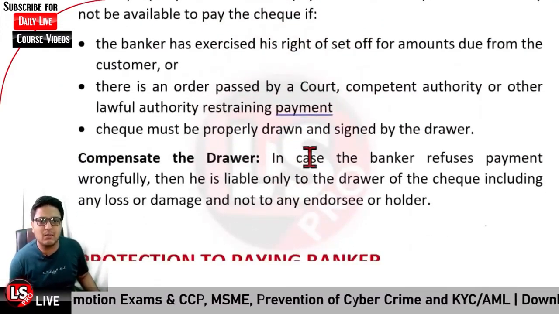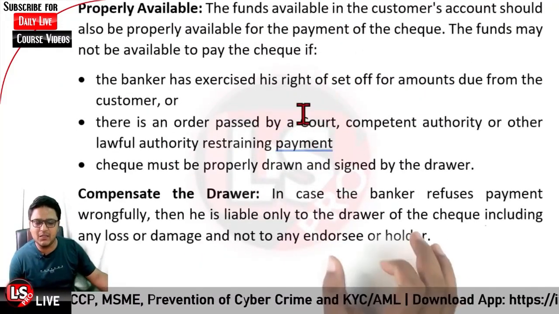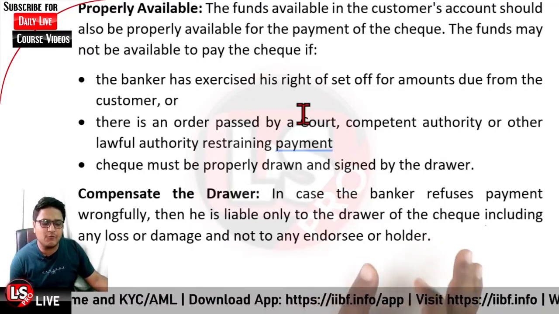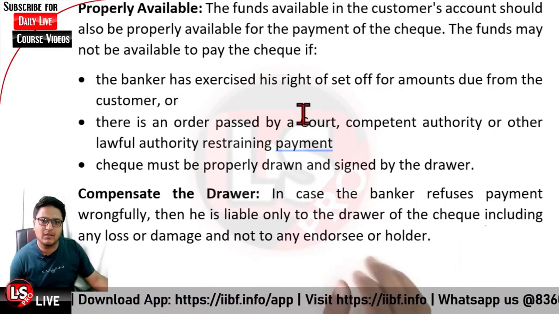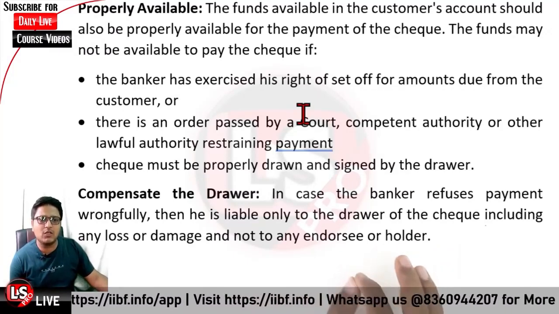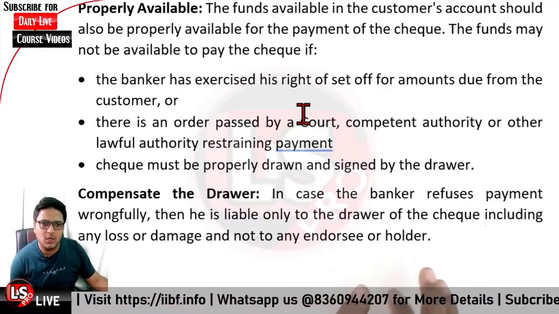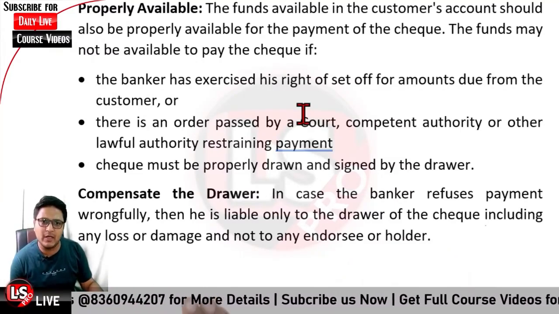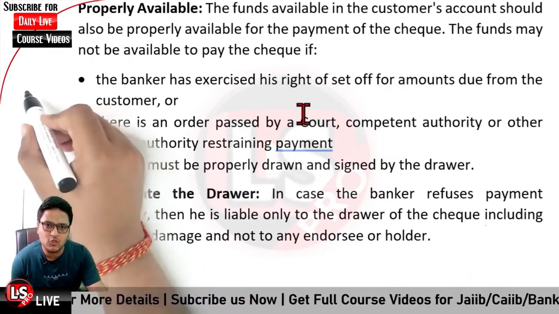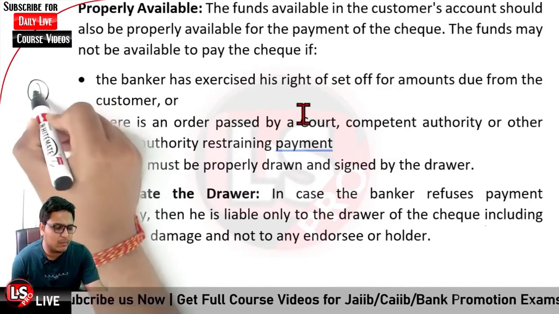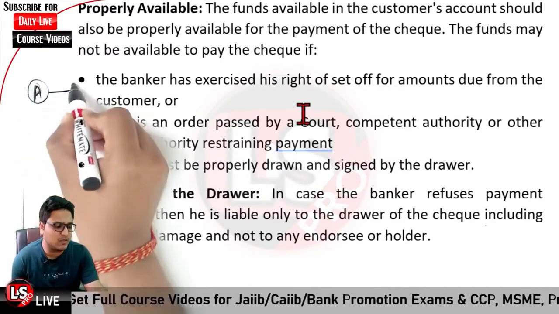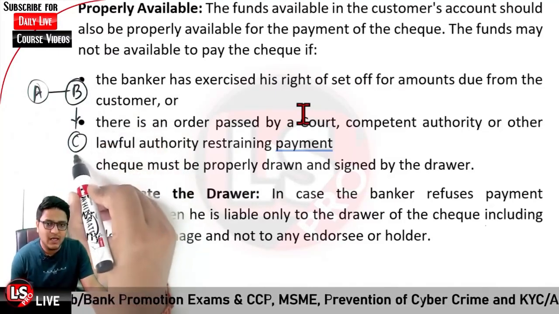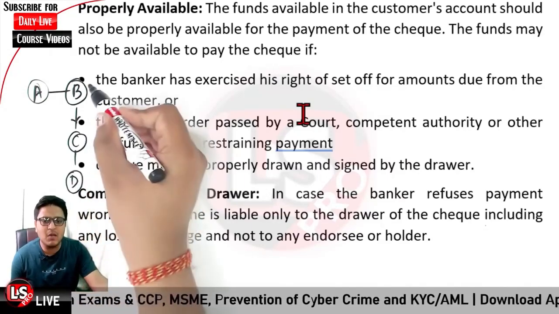The third point is compensating the drawer. If all the conditions are fulfilled, but the bank still refused the payment wrongfully, then it is liable only to the drawer of the check. There could be multiple parties. As we discussed earlier, there are three parties: drawer, drawee and payee. But it could also be the case that person A drew a check in the name of person B, and B endorsed this check in the name of person C, and further C in the name of D. So there are multiple parties involved now.